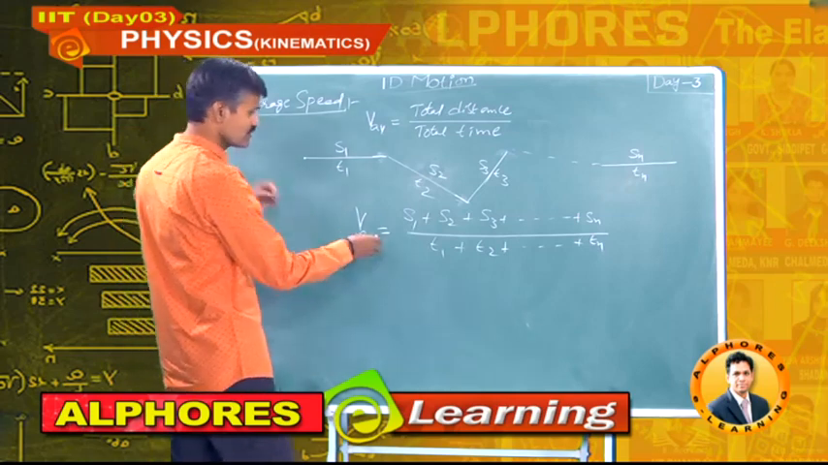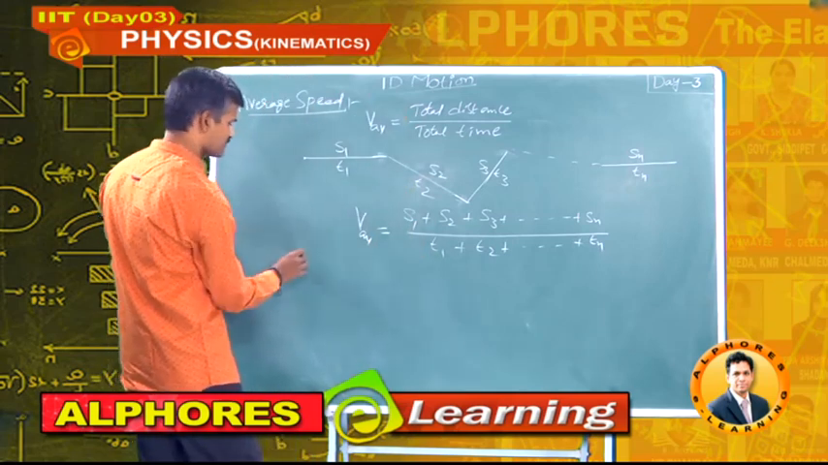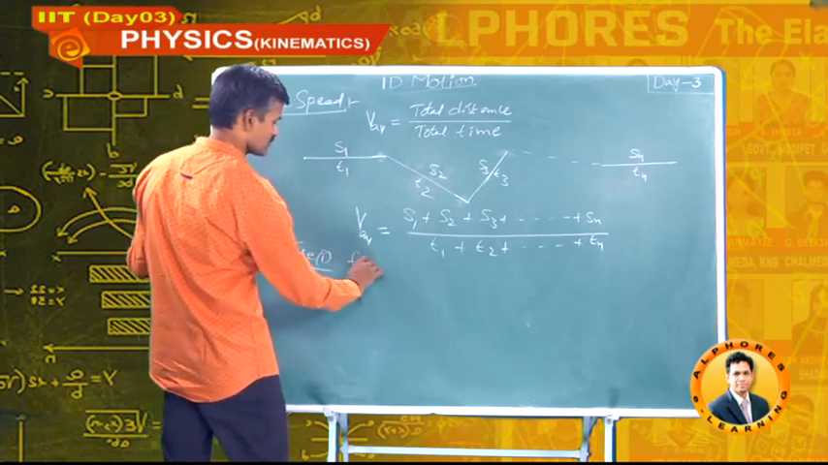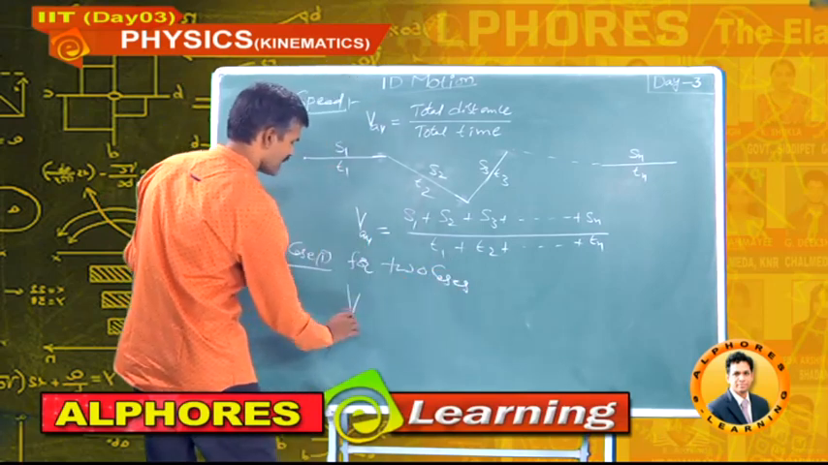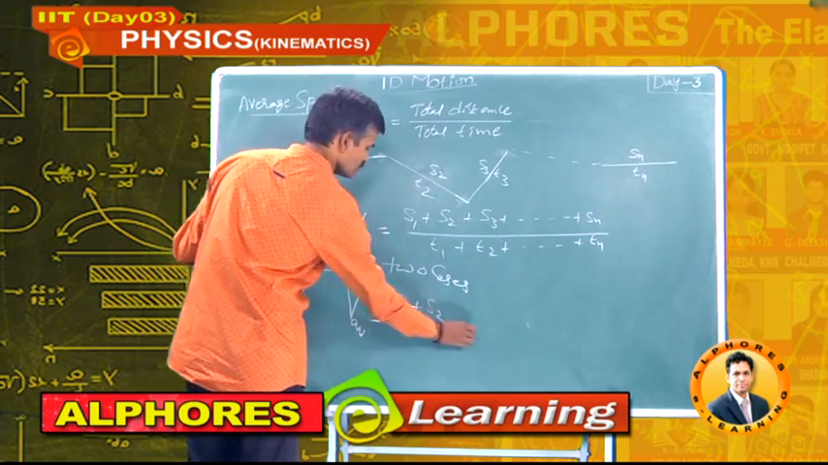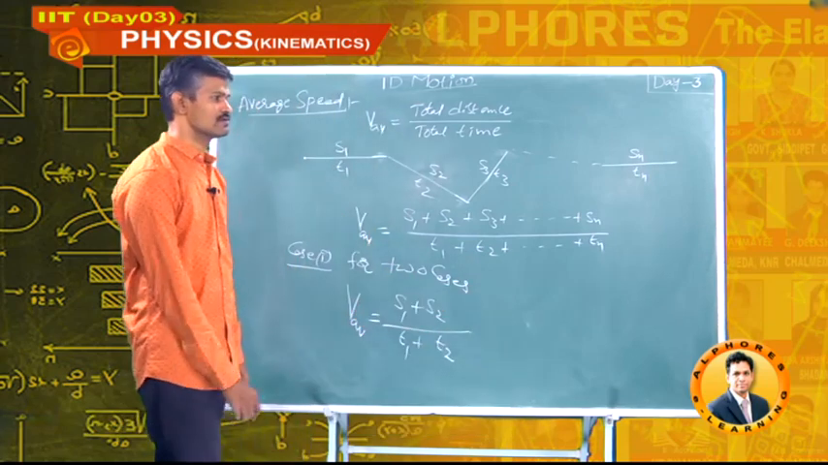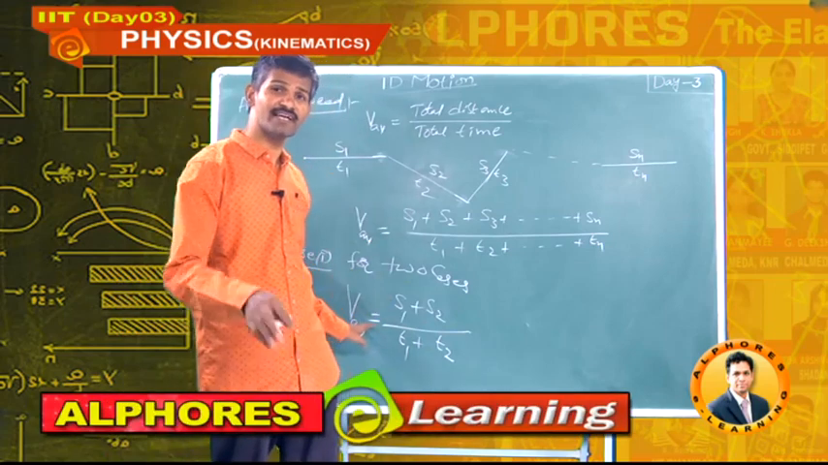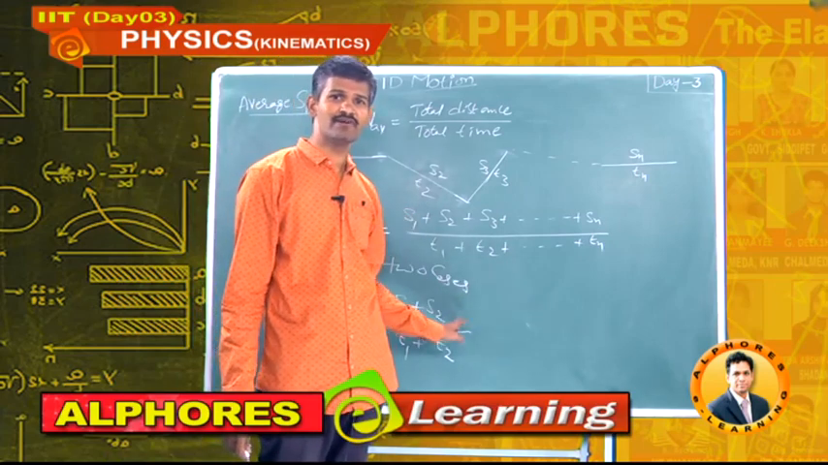Suppose we consider only 2 cases, then V average is S1 plus S2 by T1 plus T2. This is average speed for 2 cases. If you want to calculate for 3 cases, you can write it as S1 plus S2 plus S3 by T1 plus T2 plus T3.